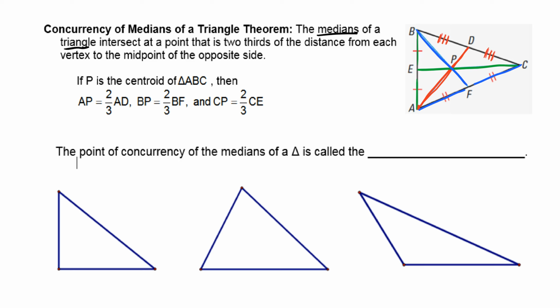Those three medians all meet up at a central point right here, and that point is called the centroid. But I'm getting ahead of myself, so let's go back to the definition. Right now we have the medians: a line that starts at a vertex and cuts its opposite side into two equal parts. The theorem says the medians of a triangle intersect at a point that is 2/3 of the distance from each vertex to the midpoint of the opposite side.